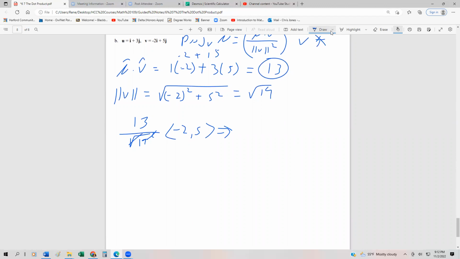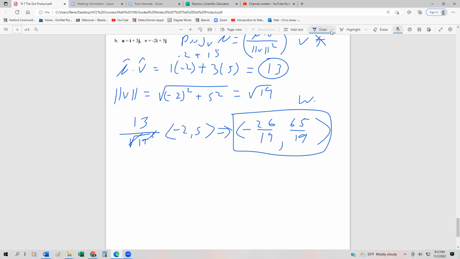If I multiply through by 13, this is going to be <-26/19, 5 times 13, which gives us 65/19>. So this is the projection, and it's the same thing as W1. This is our W1, which is also the projection of u onto v. Now the last part is finding part B.